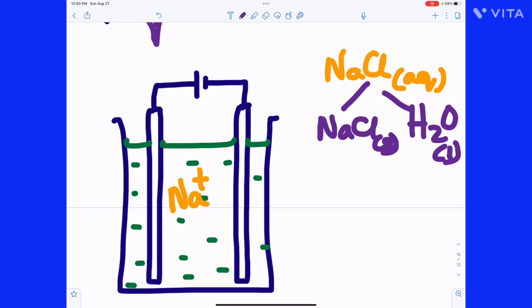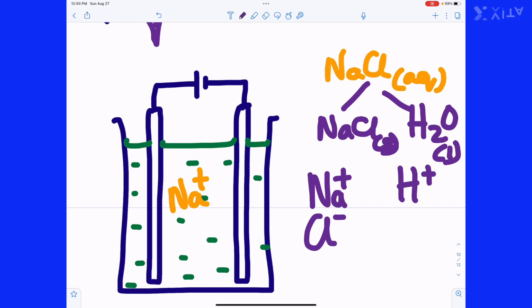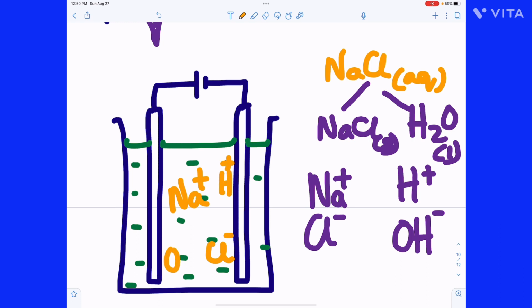Now, when you have NaCl aqueous, there will be 4 ions present. The sodium chloride will dissociate into Na+ and Cl-. The water will dissociate into H+ and OH-. So at the end of the day, you have 2 anions and 2 cations in the electrolysis: Na+ and Cl-, and H+ and OH-.